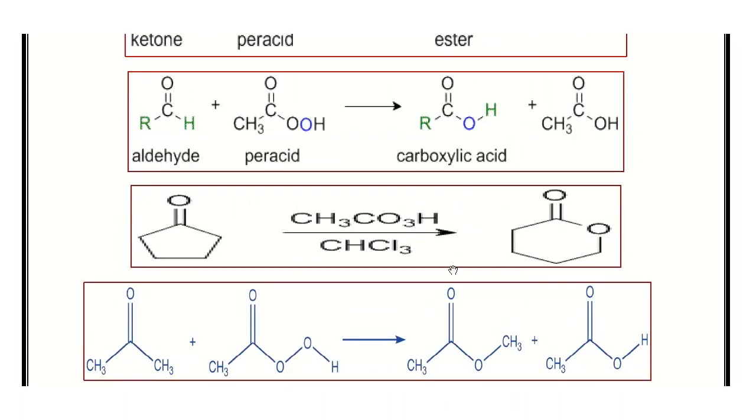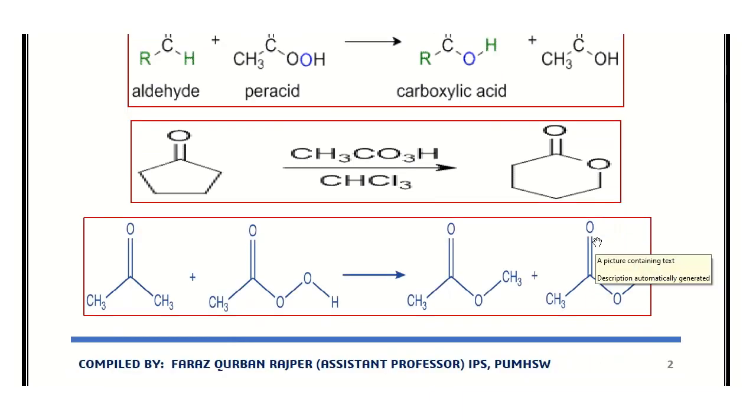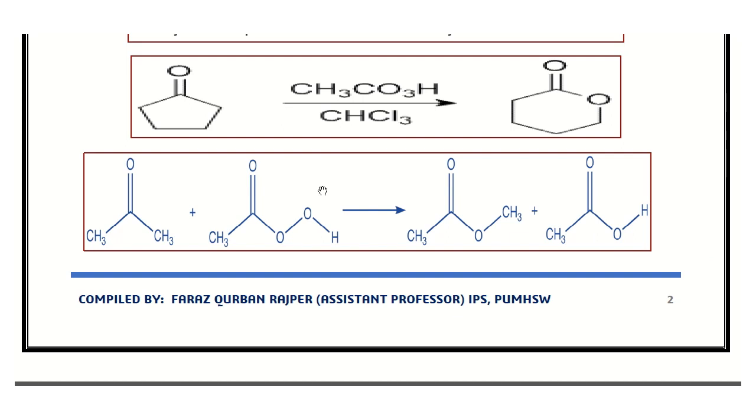The third reaction is for a cyclic ketone, which reacts with peroxyacetic acid and is converted into caprolactone, the product of cyclopentanone, which is the ketone. Over here the reaction for acetone is shown, and it reacts with peracetic acid and is converted into methyl acetate and acetic acid.